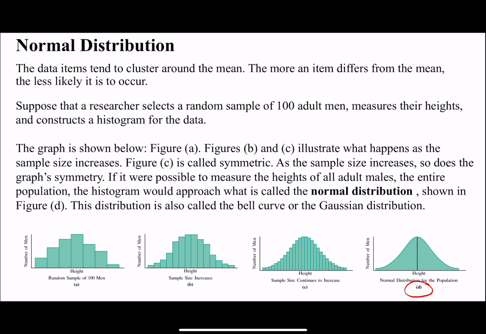So this distribution is also called the bell curve because it has a bell shape, right? Or we call that Gaussian distribution, okay? So it's really, really symmetric as you see, right? So that's what we actually call normal distribution.